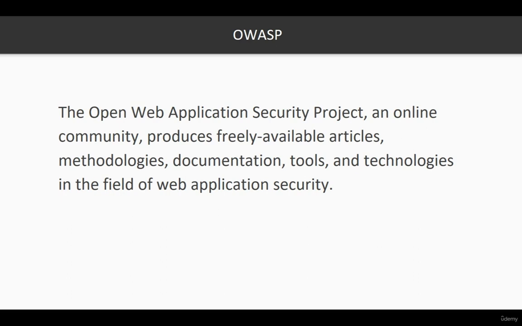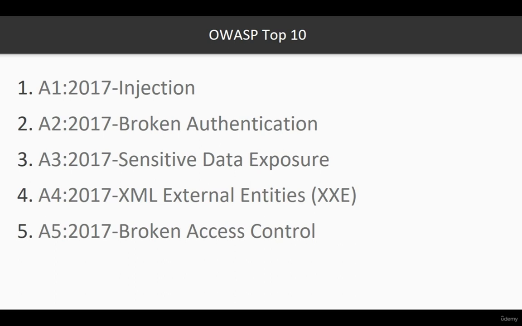The top 10 vulnerabilities on OWASP are the most famous and important part of OWASP, and they basically highlight the most critical vulnerabilities to be considered as part of web application development. We're going to talk about these top 10 very briefly, and we will cover them later in the following sections in more detail. Vulnerability number 1 is injection.